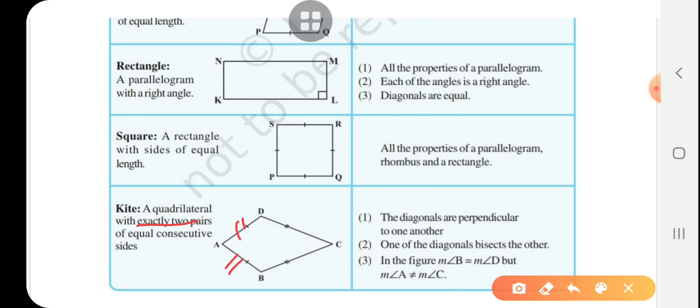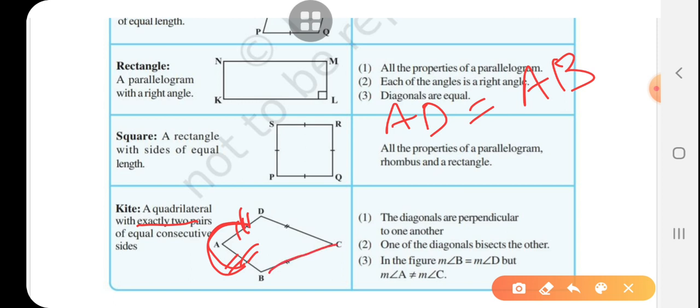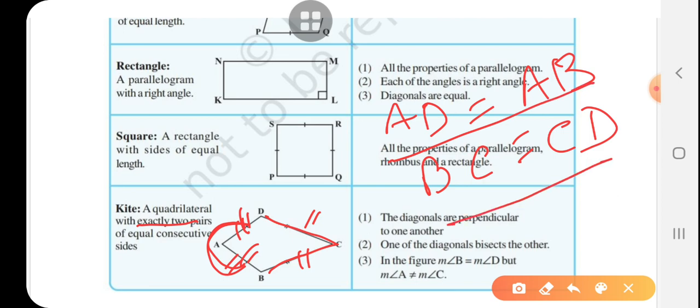It means AD is equal to AB. This is the consecutive side. Another is BC and CD, this is also a consecutive side. So BC is equal to CD. If this property holds, then the quadrilateral is called a kite.